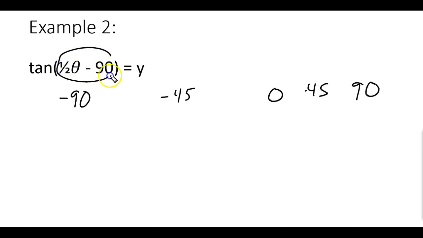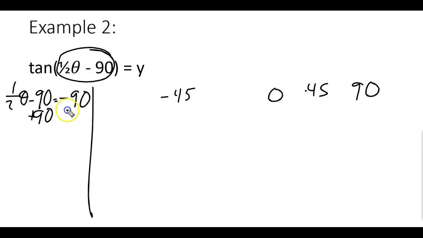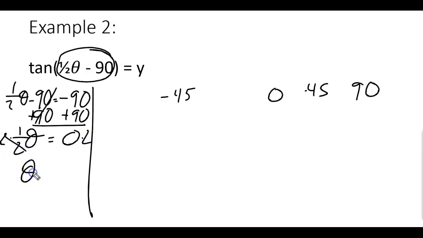But we're going to transform them now with our horizontal transformation. So I'm going to set those angles equal to 1/2 theta minus 90 to solve. So I'm going to add 90 to both sides. I'm going to multiply both sides by 2 to get rid of it. And so usually we would start at negative 90 for tangent, but in this case we're going to be starting at 0.